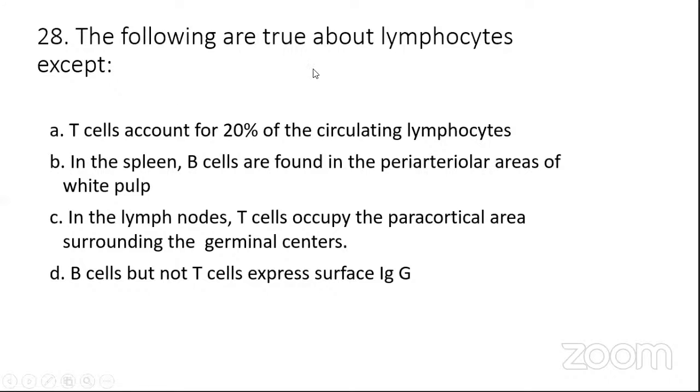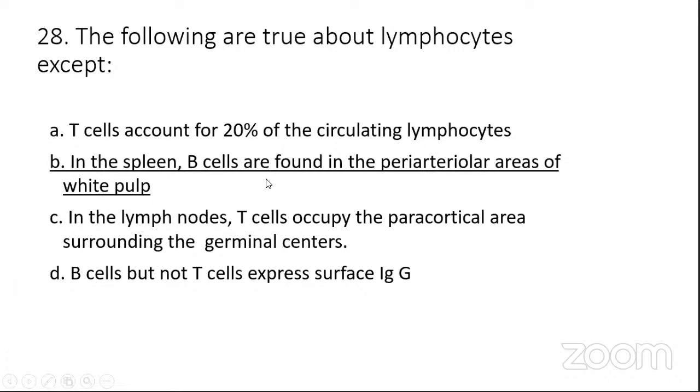The following are true about lymphocytes except: T cells account for 20% of circulating lymphocytes. In spleen, B cells are found in the periarteriolar areas of the white pulp. In the lymph nodes, T cells occupy the paracortical area surrounding the germinal centers. B cells but not T cells express surface IgG. This is the wrong answer.